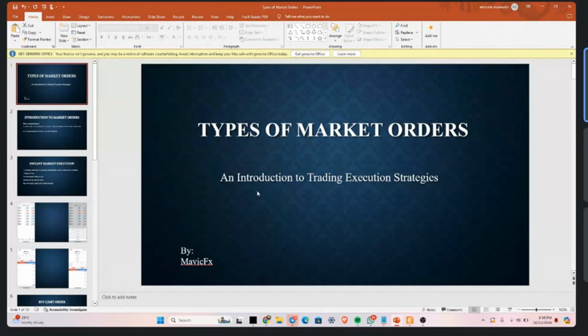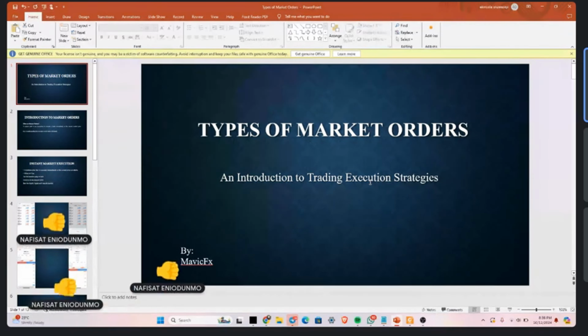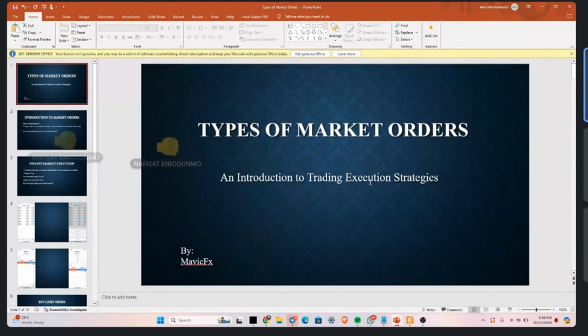So the topic is types of market order, and the subtopic is an introduction to trading execution strategies. Trading execution is the actions we take while in our trade, in the process of trading. For example, you want to enter a EURUSD buy. You are not yet a trader if you are only looking at the charts. You are not giving the market an instruction to act on your behalf.